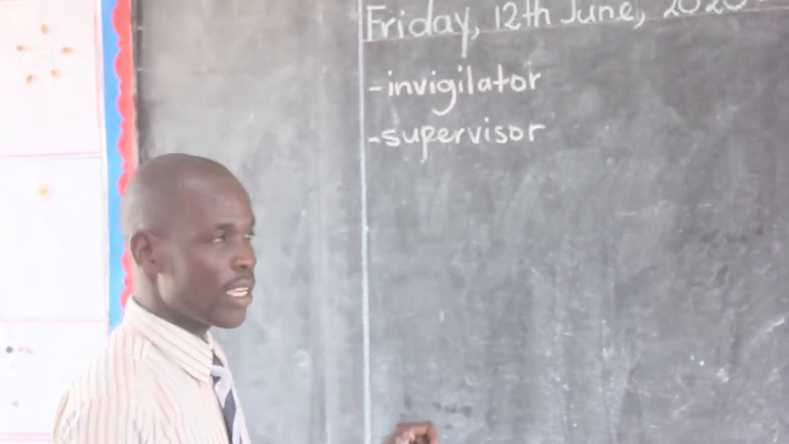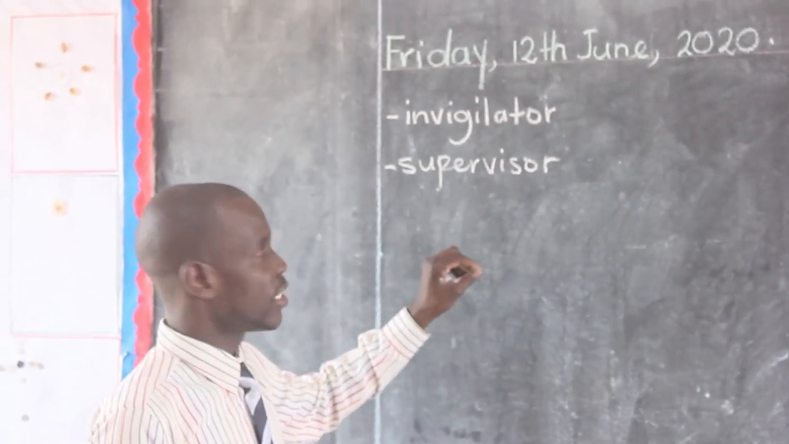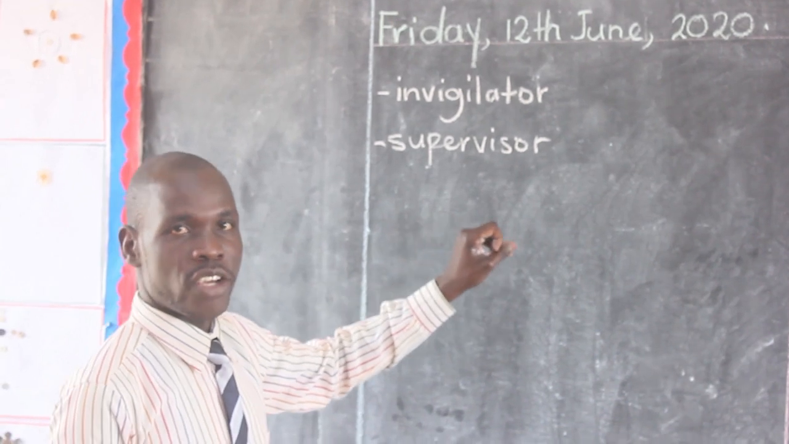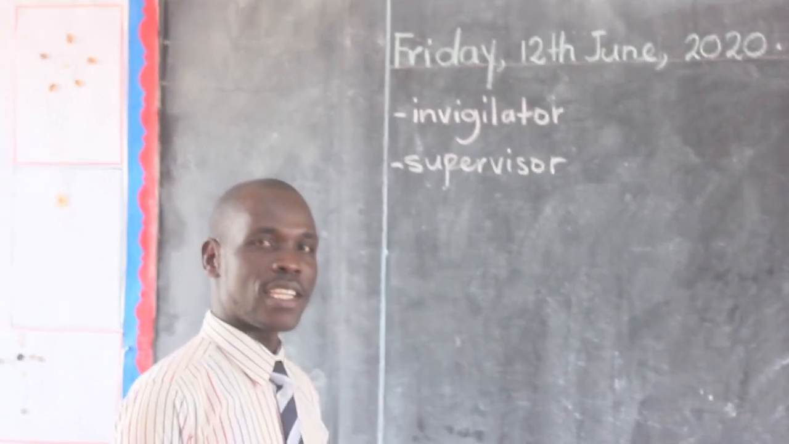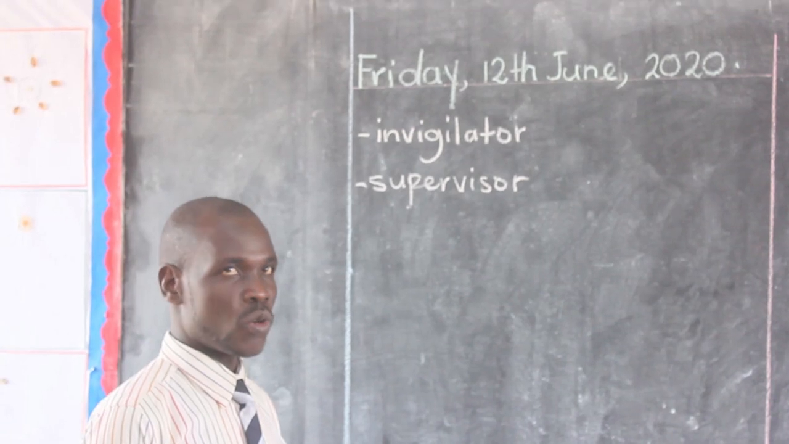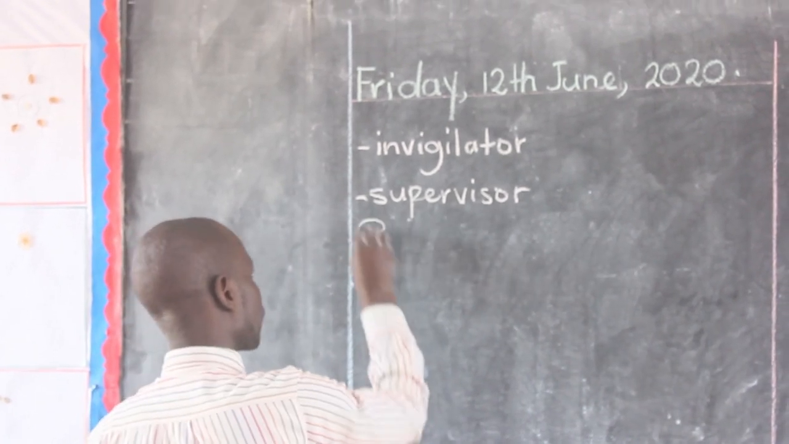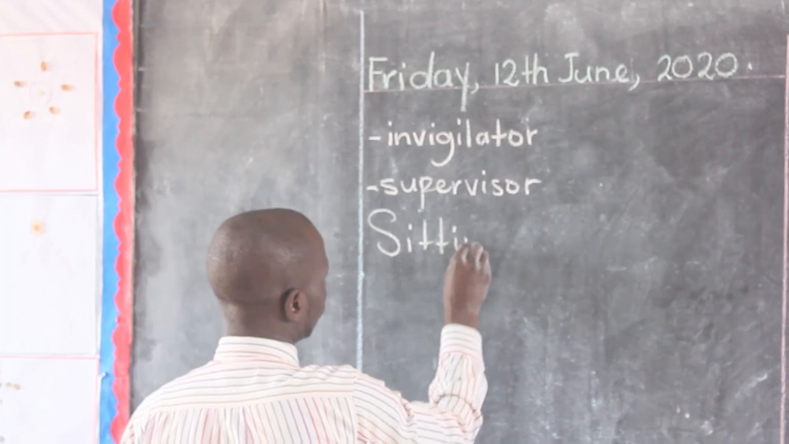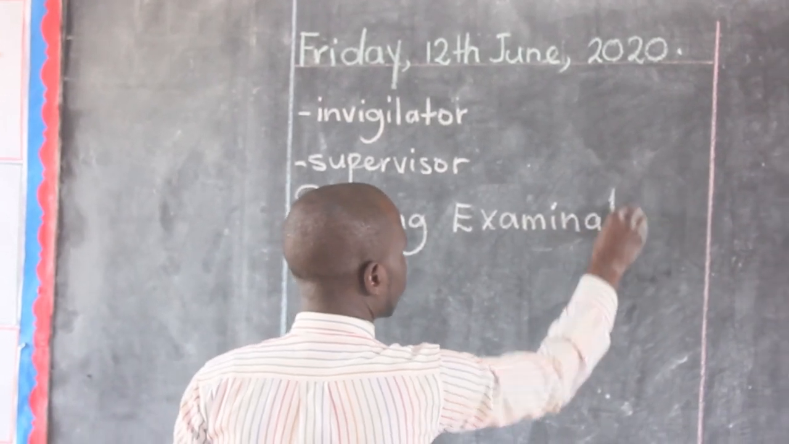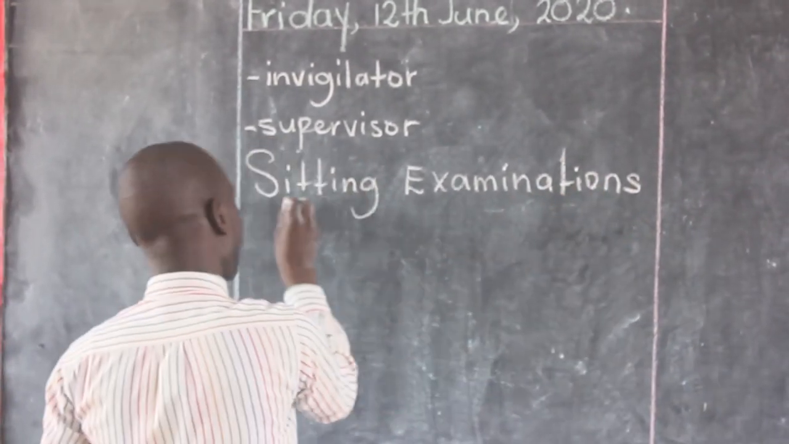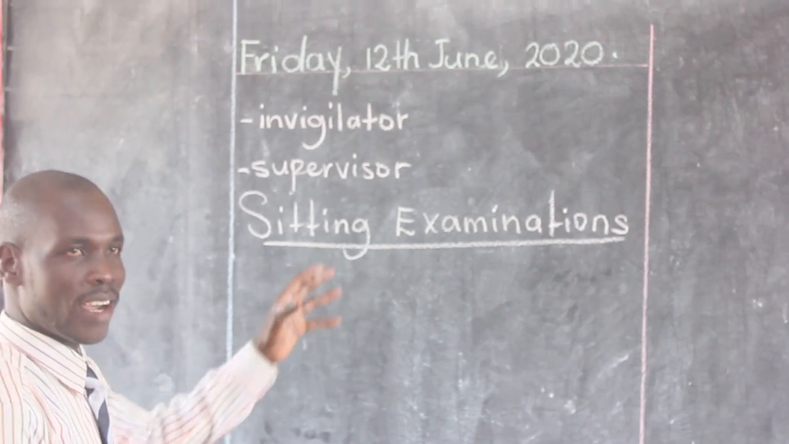We say they are also supervisors, then the invigilators. There are many, many new words that we looked at. But without wasting time, today we want to look at a structure. We want to use a certain structure in the sentences. And the structure we are going to use under our subtopic, sitting examination, is the use of whereas.